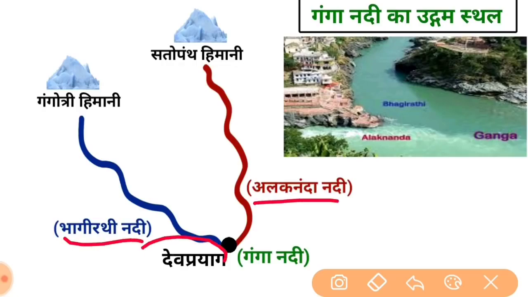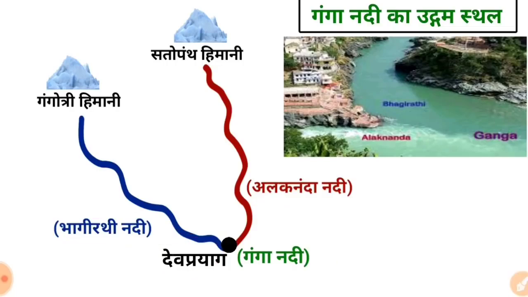So where do they meet? In Devprayag. The word Prayag means confluence of rivers. So both the rivers meet in Devprayag, the Bhagirathi River and the Alaknanda River. And from here onwards it becomes the Ganga River.